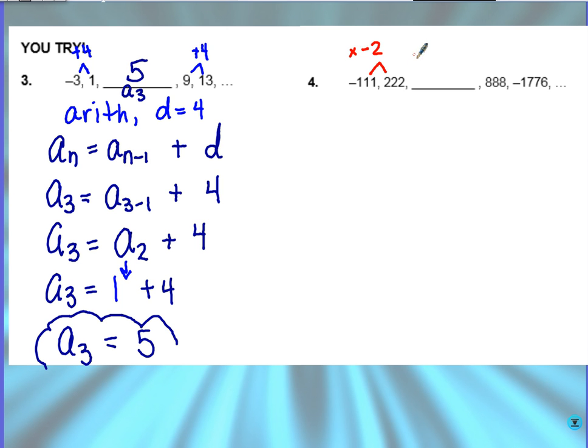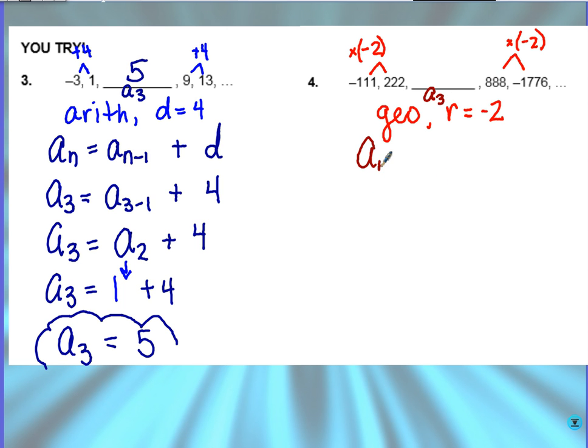Just going to put a little multiplication sign with that. Let's try it over here. Is 888 times negative 2 negative 1,776? It sure is. So in this case, we found our pattern. Now we can state that this is a geometric sequence, and the common ratio is negative 2. We also want to find the third term of this sequence. So let's write our recursive formula.